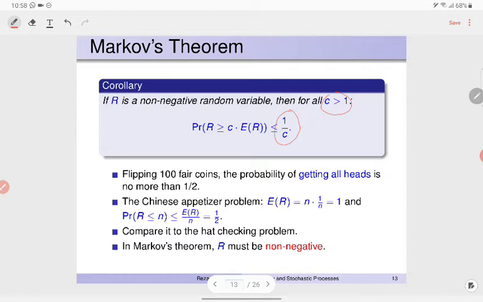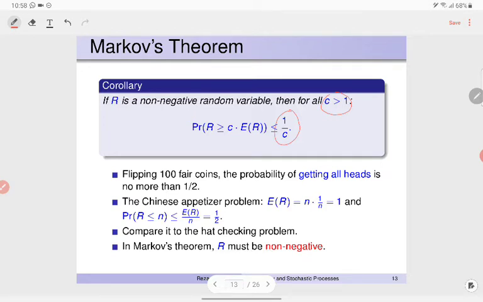For example, let's ask ourselves, if we flip 100 fair coins, what is the probability of getting all heads? If we use Markov's theorem, then this probability must be less or equal to 1/2. It cannot be more than 1/2.